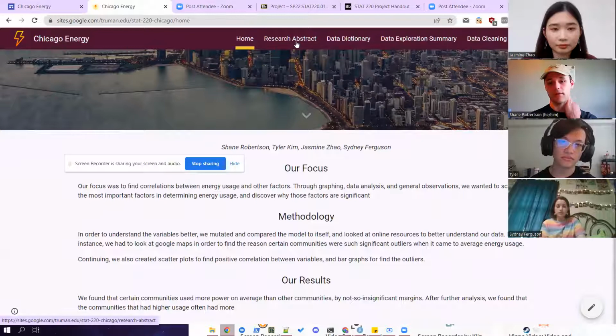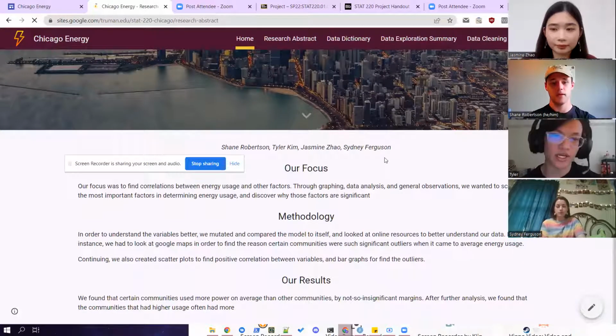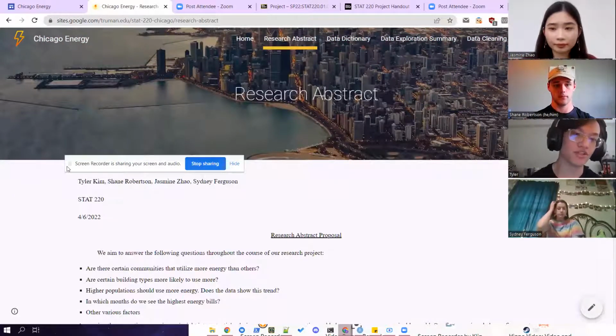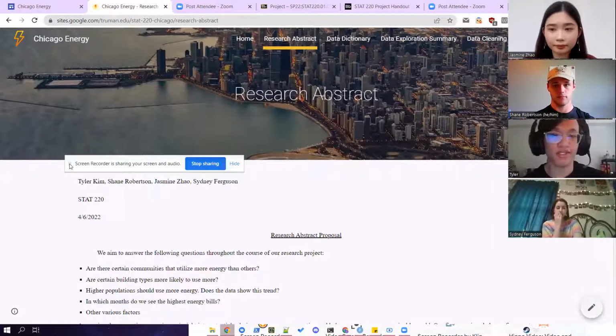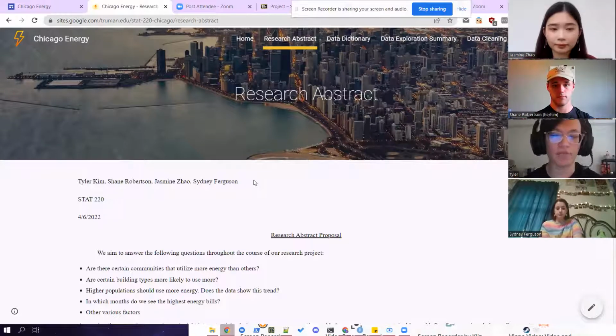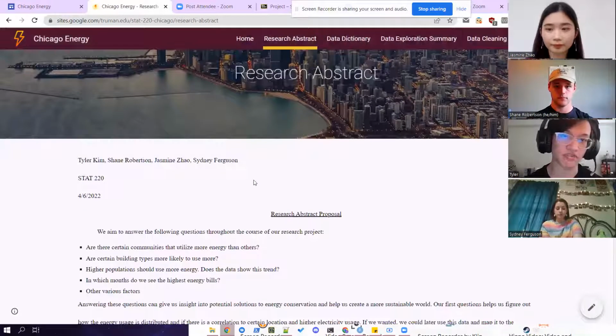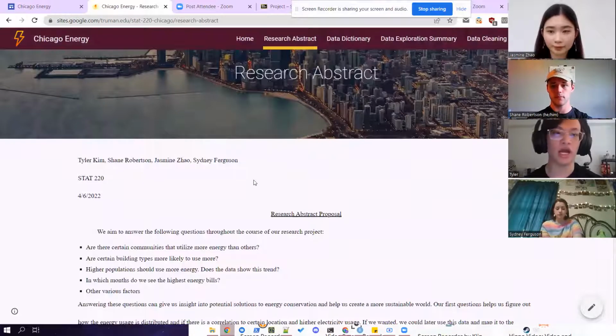Up next, research abstract proposal. Yeah, so we had 4 primary questions going into this research. The first one is, are there certain communities that utilize energy more than others? This is just to show general trends across different neighborhoods and different areas of Chicago.